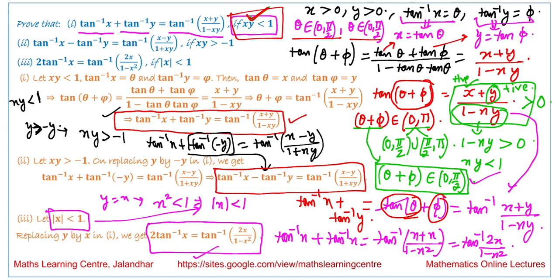This condition is just coming from the case where we are considering x greater than 0 and y greater than 0. Similarly, we can prove this for the case when we consider x less than 0 and y less than 0. Similarly, we can give the proof of that particular case.